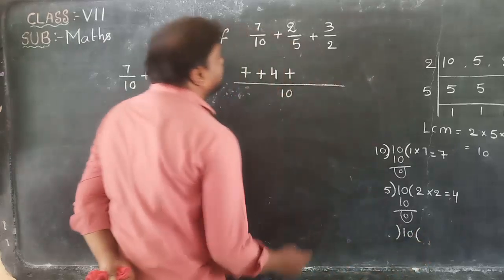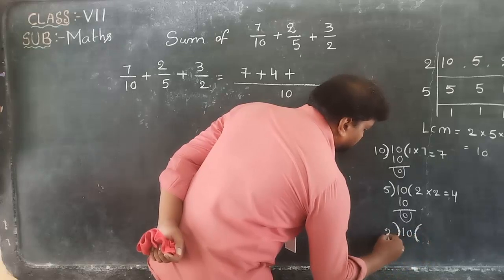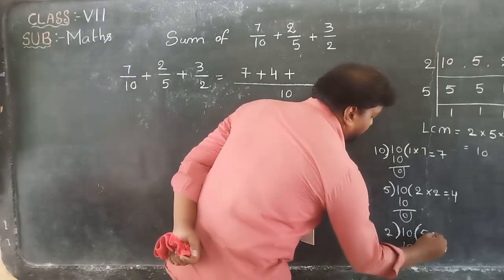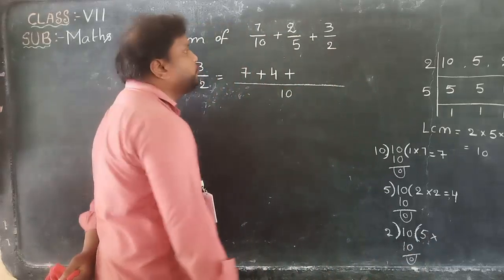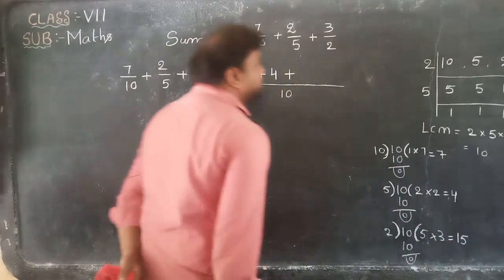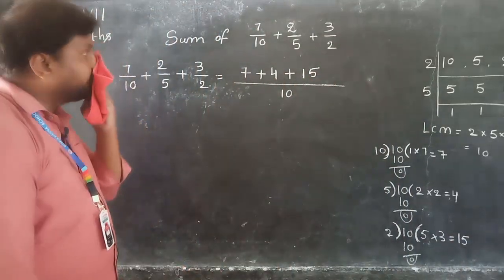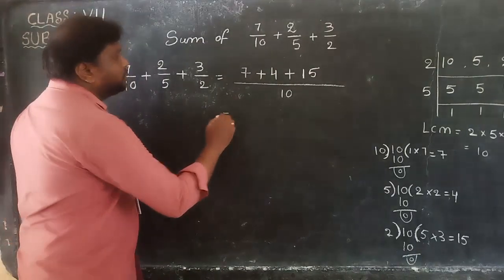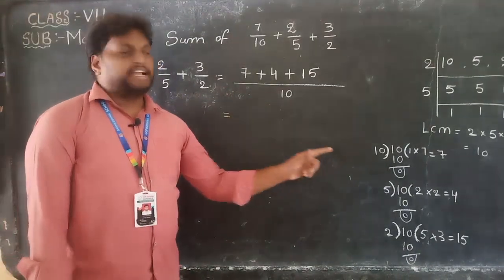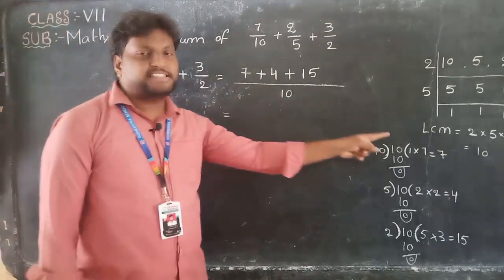Okay, third one. 10 with the third fraction: the denominator is 2. 2 5s are 10, remainder 0. 5 should be multiplied with the numerator. What is the numerator? 3. 5 3s are 15. Okay, just observe. Now the common denominator is 10. Actually we have unlike fractions, that's why we used the LCM method here.